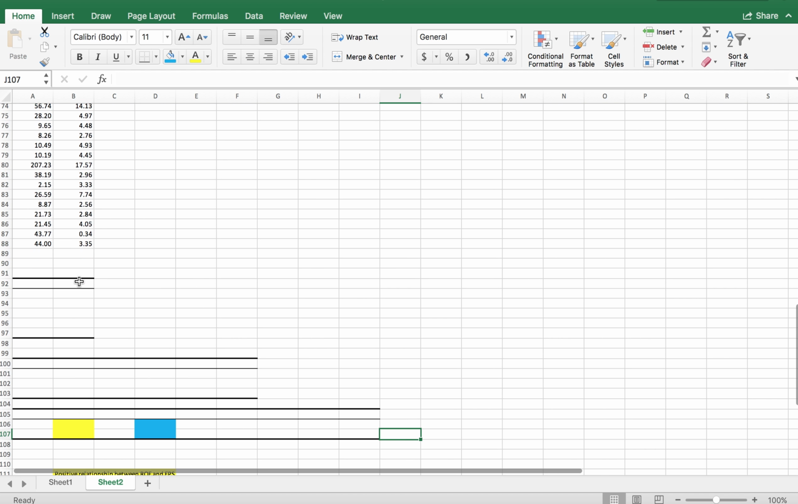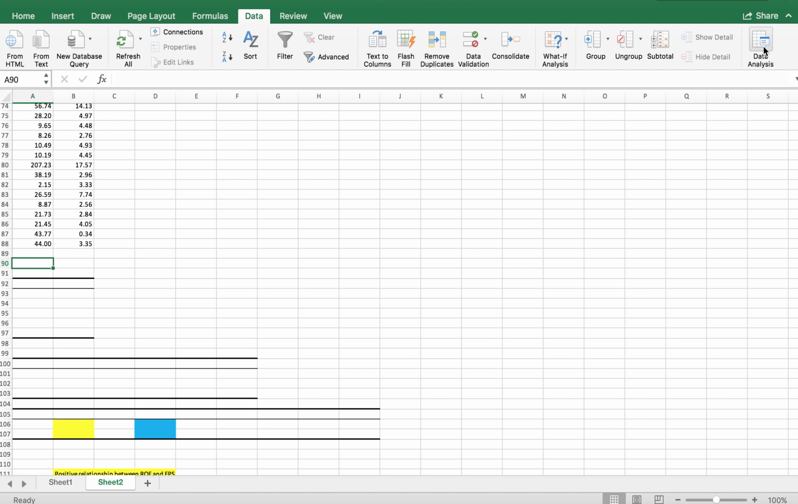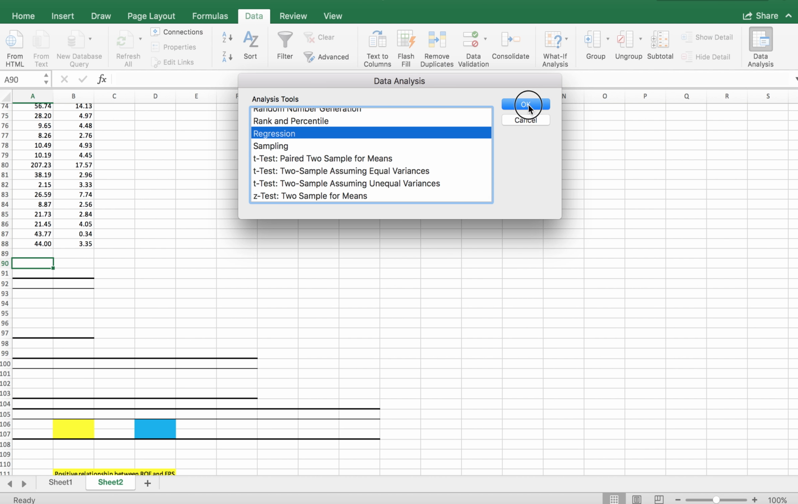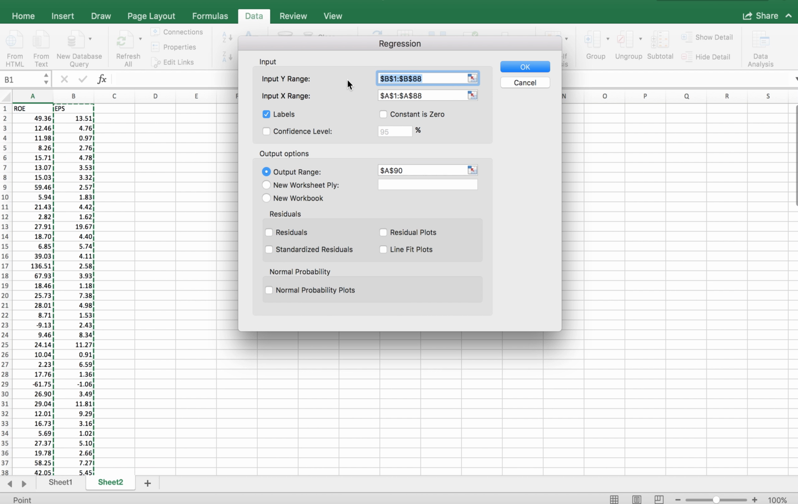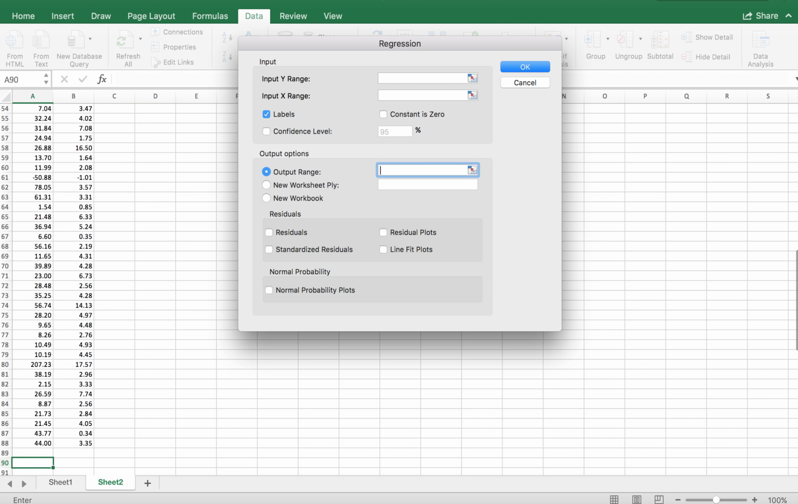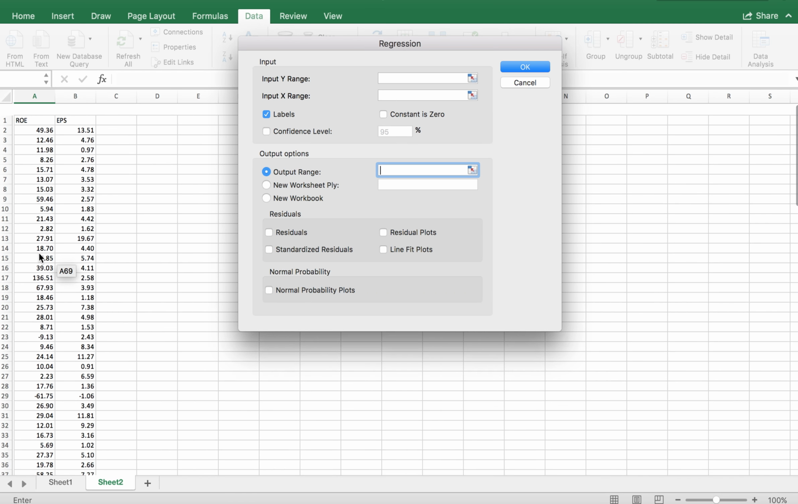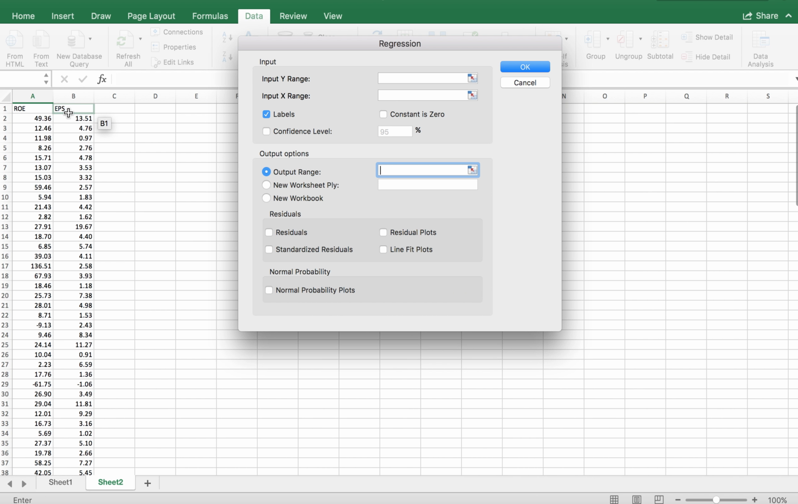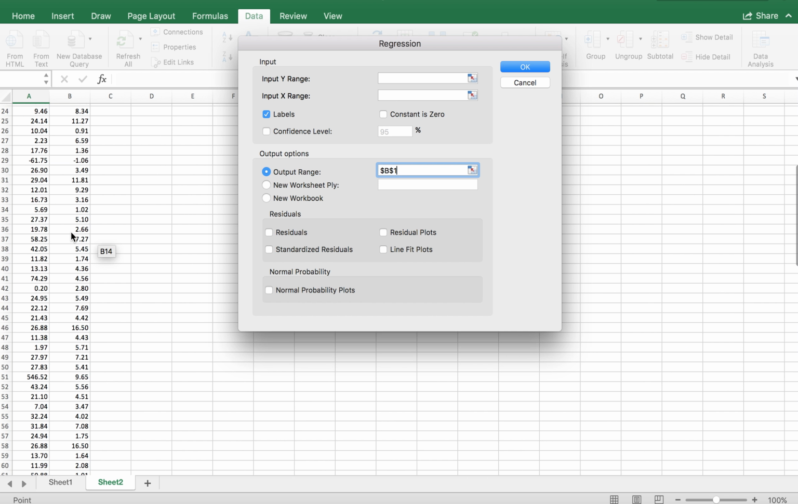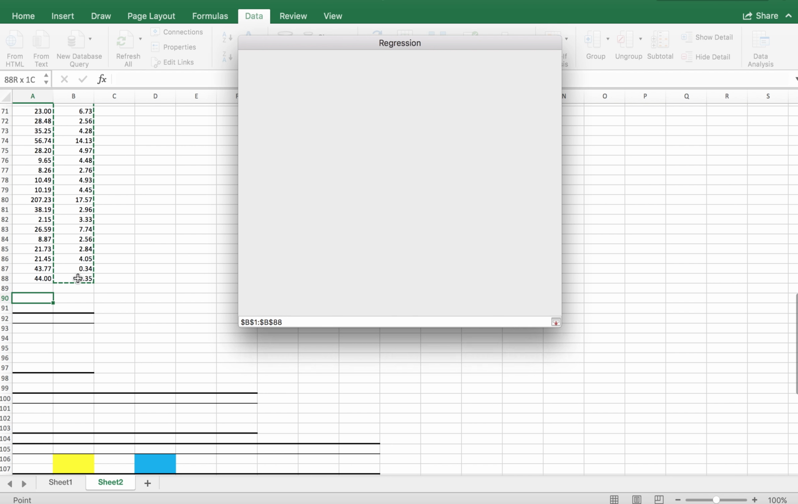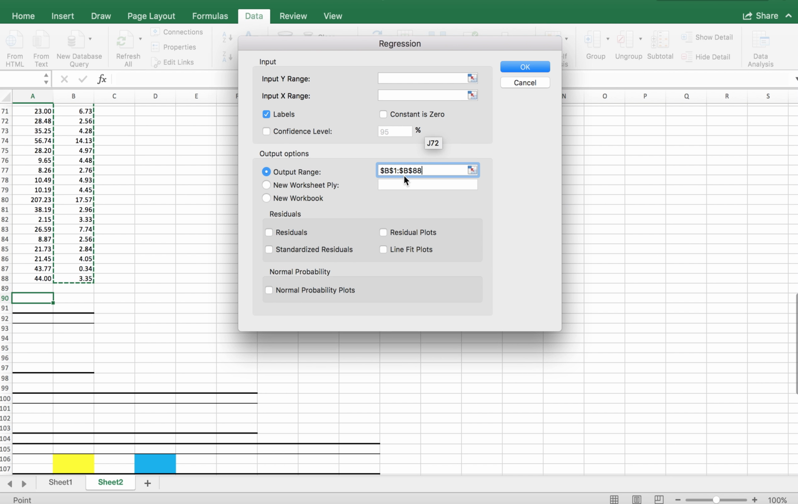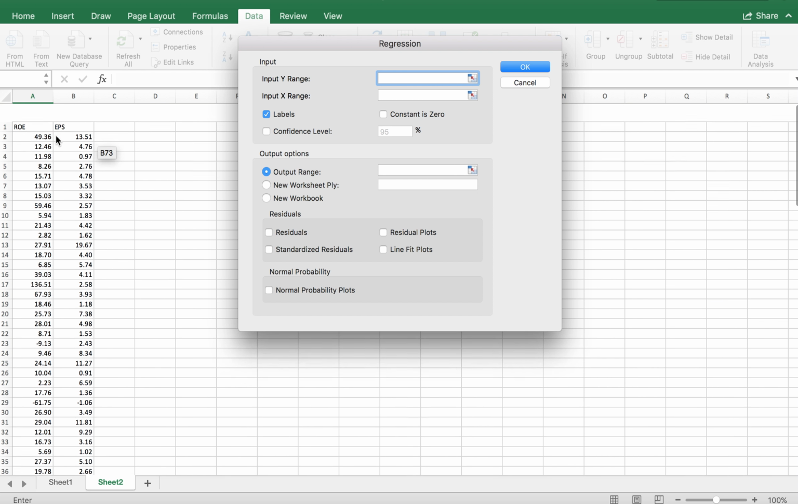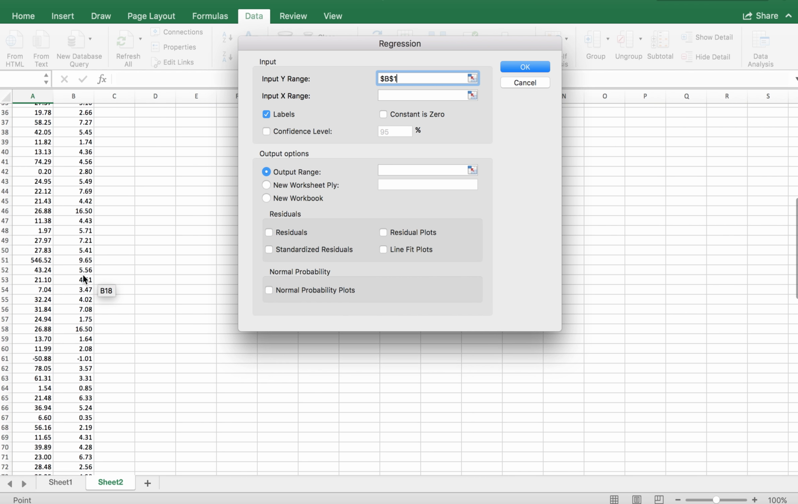So here is where we're going to run our regression. Start in cell A90. Go to data, regression, okay. Clear this. So in our Y range, we need our dependent variable, which is going to be the earnings per share. The Y range, earnings per share.